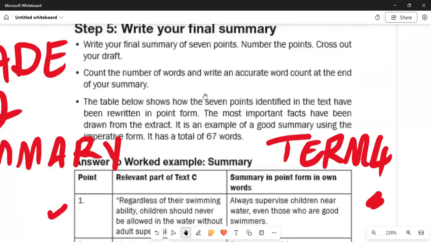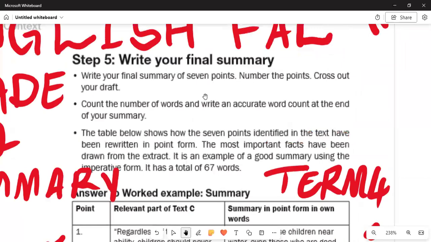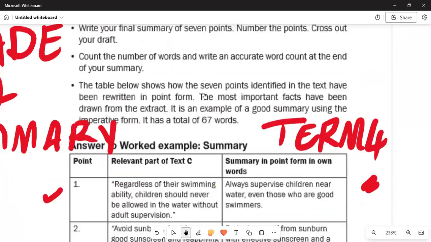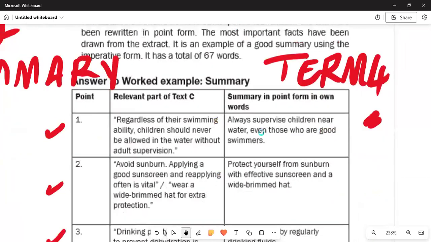All right, and then point number 1, you can see that we've got the relevant part of text C which we have read. Remember, regardless of their swimming ability, children should never be allowed in water without the supervision of an adult. That is the precaution. And in summary, in point form in your own words, how can you put this statement? You are saying, always supervise children near water, even those who are good swimmers. All right.